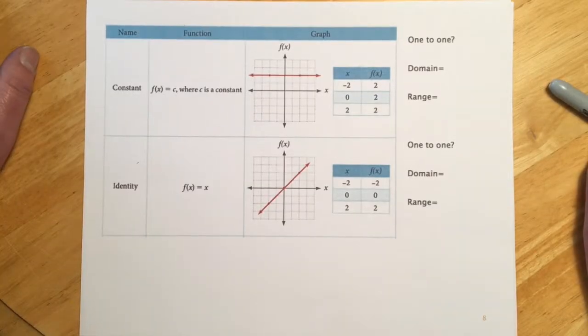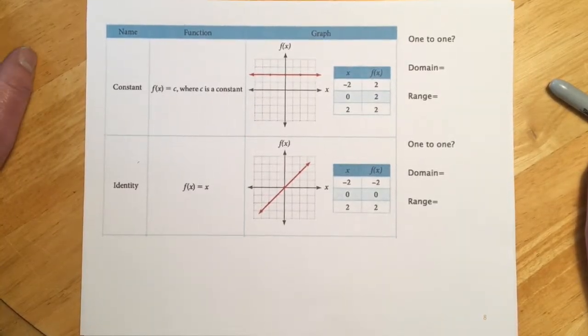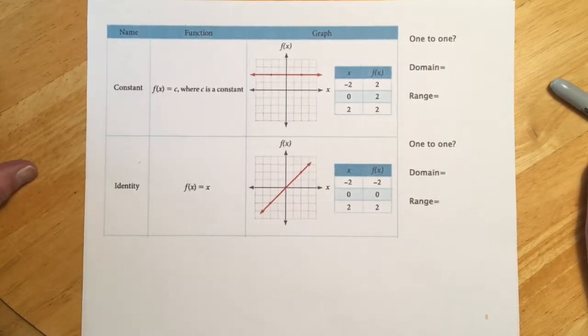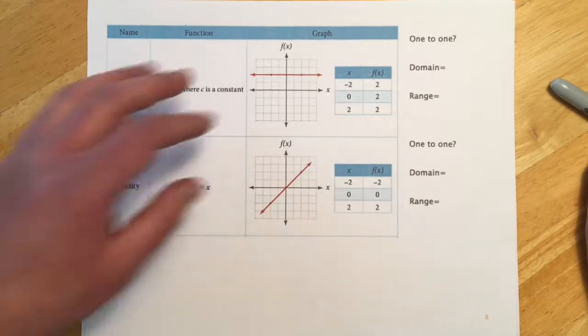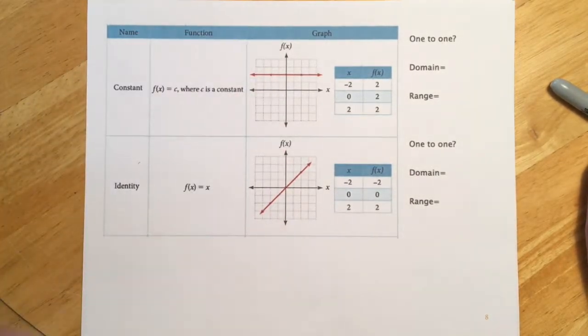Hey all, so this video is about the library of functions. Another name for these, and this is probably what I'll call them, is parent functions. And so they're kind of the most basic form of the versions of functions that we'll work with in this course. So this section kind of bridges 1.1 and 1.2. At the end of 1.1, they're going to ask you to identify these by, it's kind of a matching thing, by name, by the graph.